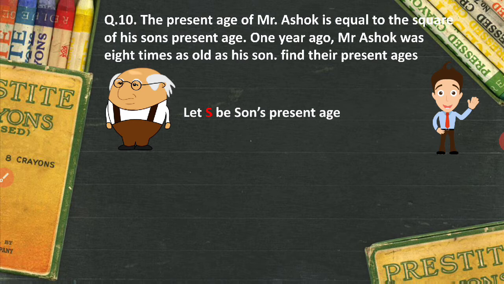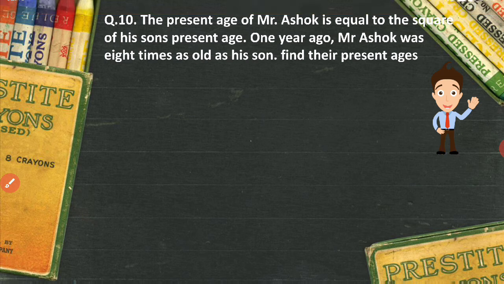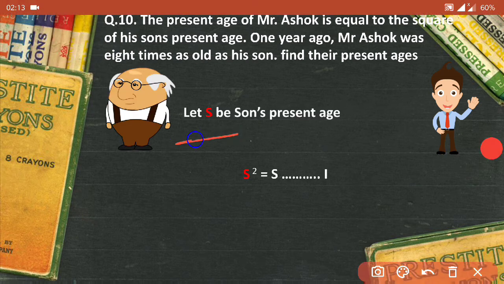Okay, therefore the father's age would be square of son's present age. It's given over here, right? Mr. Ashok's age is equal to square of his son's present age. Since we are saying that son's age is s, father's age will be square of that. So that's the reason this is s square.